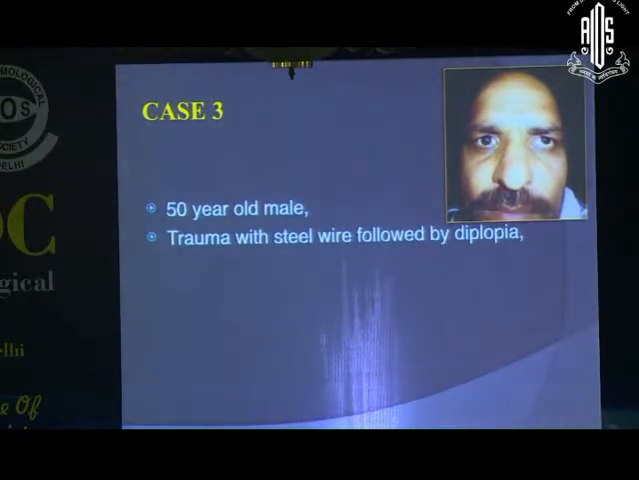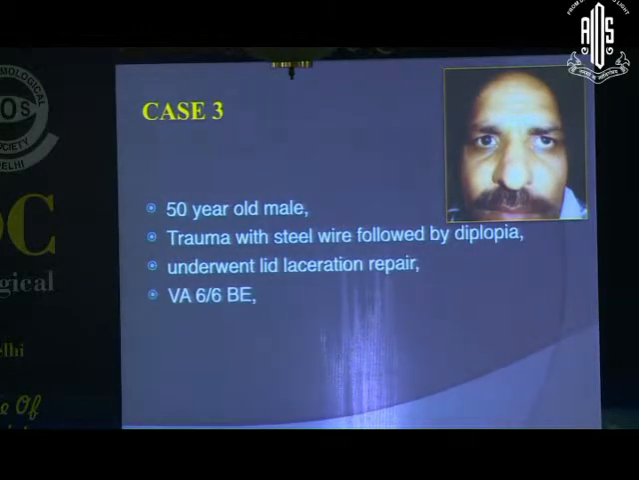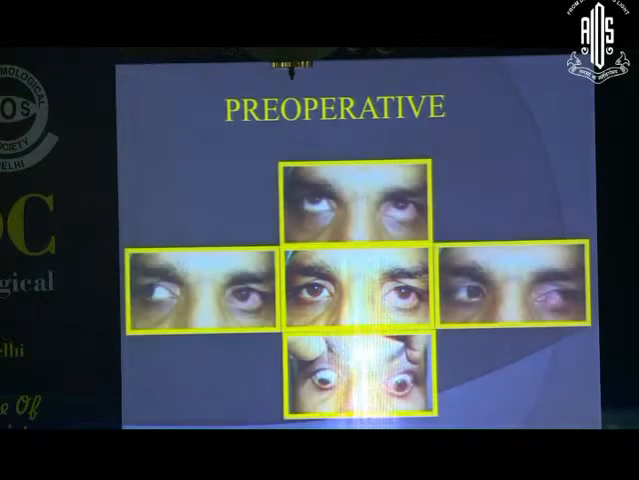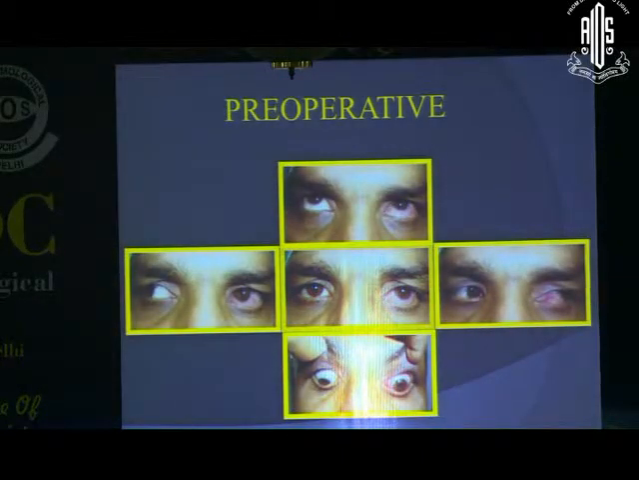Moving on to the third case, this is a 50-year-old male who has undergone a trauma with a steel wire, followed by diplopia. He underwent a lid laceration repair of the left eye, and his visual acuity was 6/6 in both eyes. In primary gaze, you can see there is left eye hypertropia along with lid retraction in the left eye. In secondary gazes, the hypertropia was increasing in abduction and also in depression.